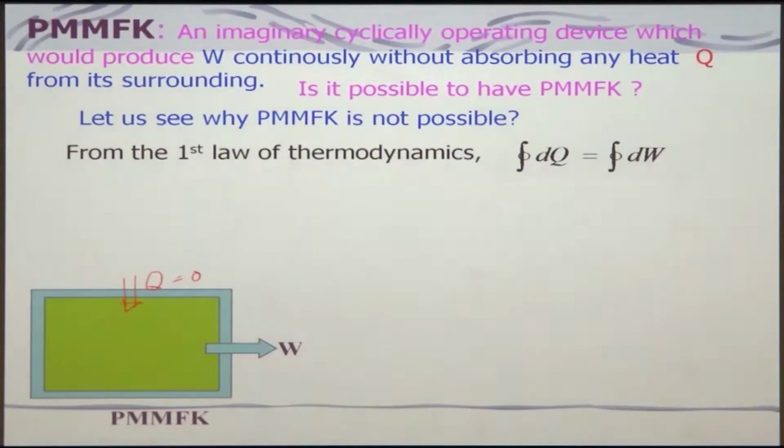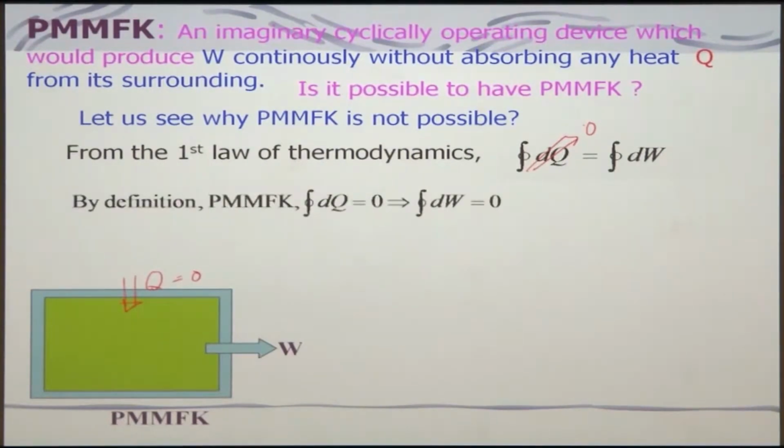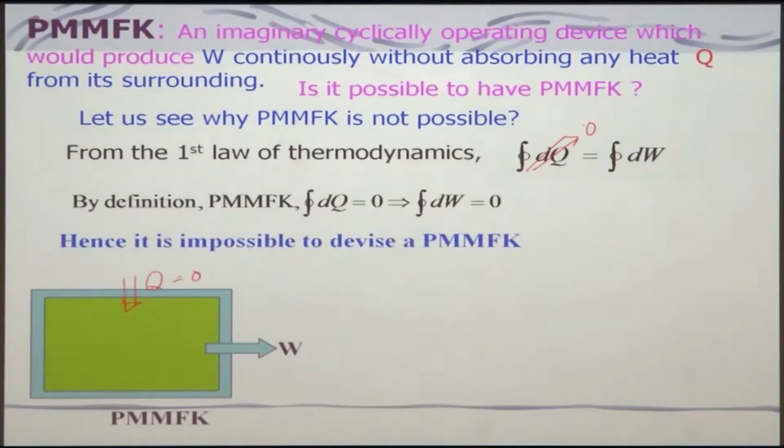So, I say that the cycle integral of dq is equal to dw, and if this is 0, that is saying that without absorbing any heat from its surroundings, the work done will be 0 over a cycle. So, therefore, it is not really possible to have a perpetual motion machine of the first kind.